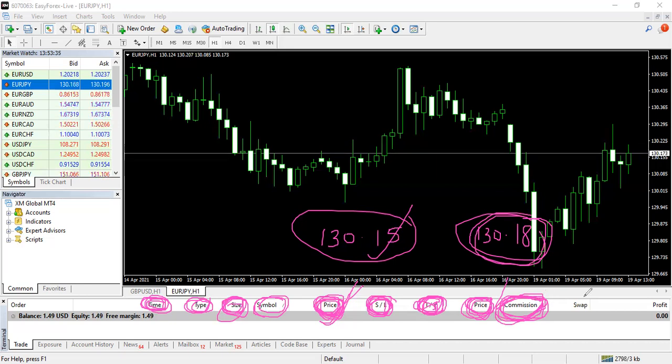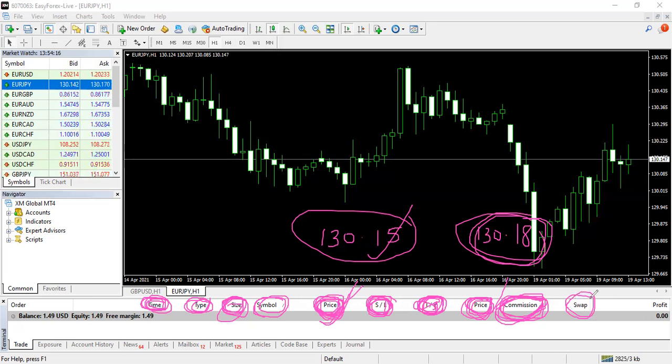All right, good. And then we have swap. The swap is actually an amount that is either added or subtracted if your trade jumps into a new trading day. We all know that the trading market currently ends at 9 p.m. GMT. I'm using Ghana time because I am in Ghana. The market closes at 9 p.m. GMT, for instance. So if the market closes at 9 p.m. GMT and I have a trade which is still on, which is not closed, immediately the new market opens from 9:01 p.m. onwards, my trade which is still on will attract a commission, and that commission is called swap.